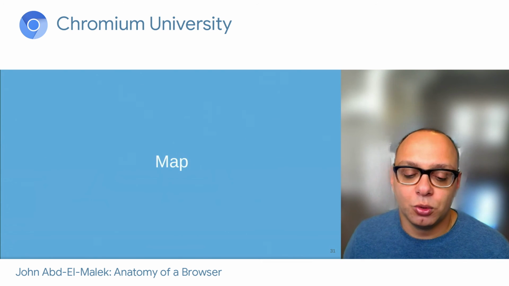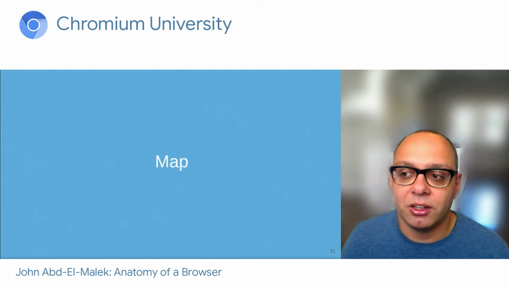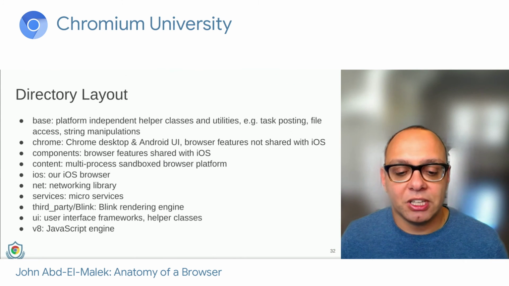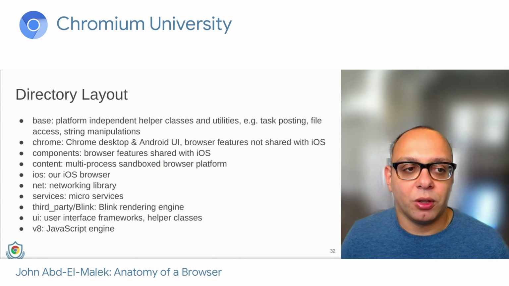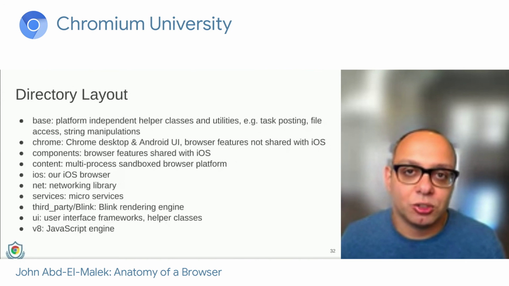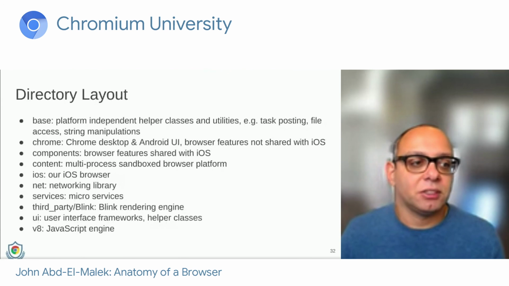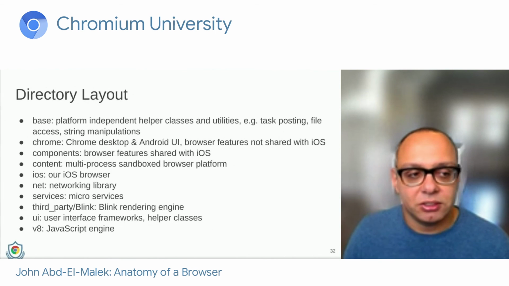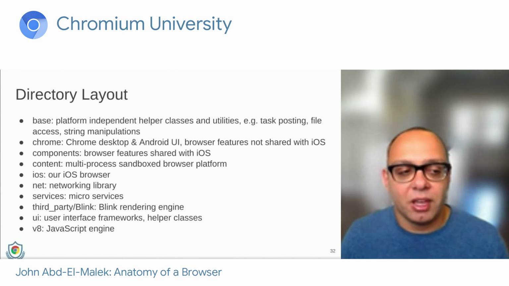Now I'm going to progress to a quick overview of the directories that hold the kind of code we've talked about before. There's base, which is the lowest level code that has hosting, file access, string information. There's a Chrome directory, which is desktop and Android, but not iOS. There's components, which is where we've componentized features that we share between desktop and iOS. Then there's content, which is our multi-process sandbox platform. iOS is where our browser on iOS lives. Net is all the networking code that we have.